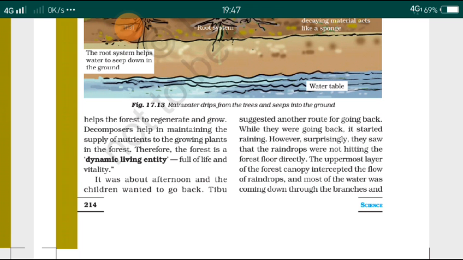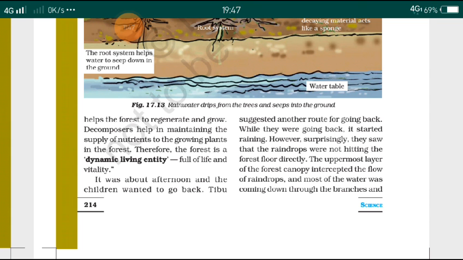It was about afternoon and the children wanted to go back. Tibu suggested another route for going back. While they were going back, it started raining.